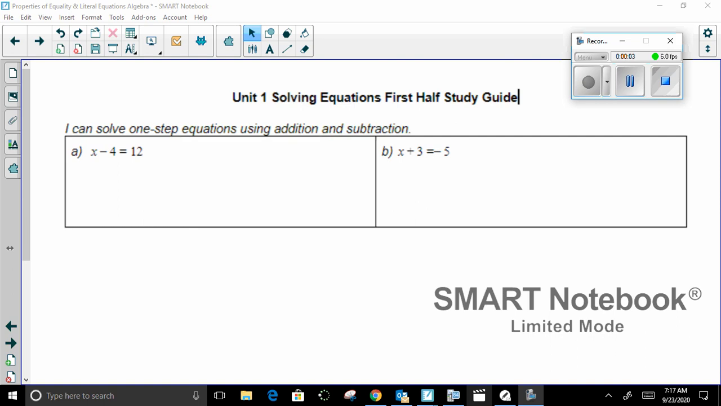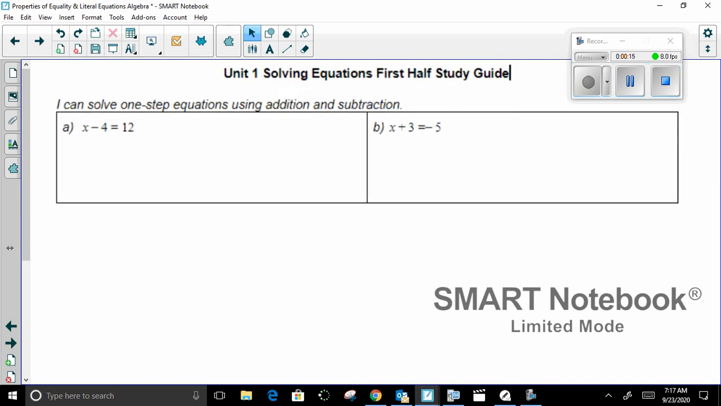All right, y'all, we are going to prepare for your test tomorrow. It is on Unit 1, Solving Equations, and it's only the first half of Unit 1. We're kind of breaking it down, so it's not so much at once. So let's run through some basic things. Make sure you remember. I'm going to run through it a little quickly. If you need to stop or back it up, do that.